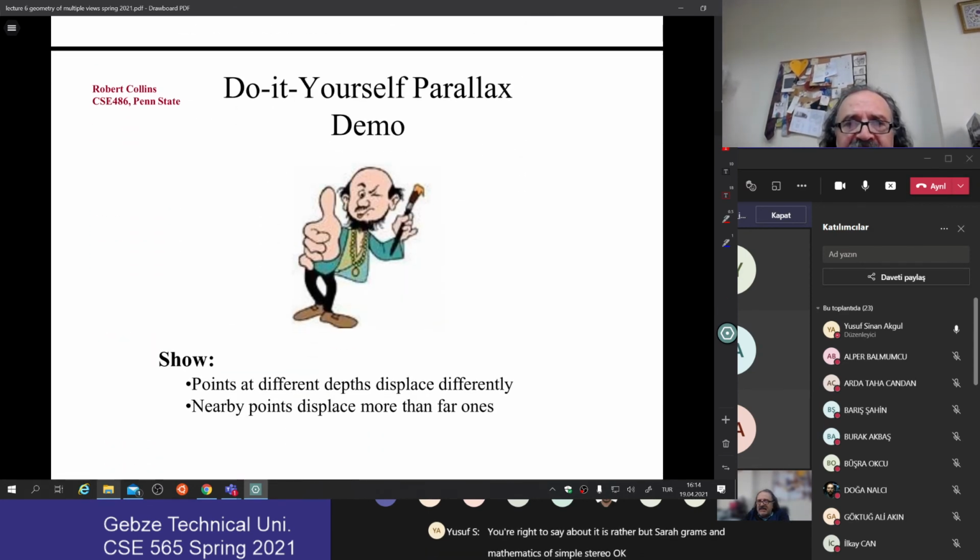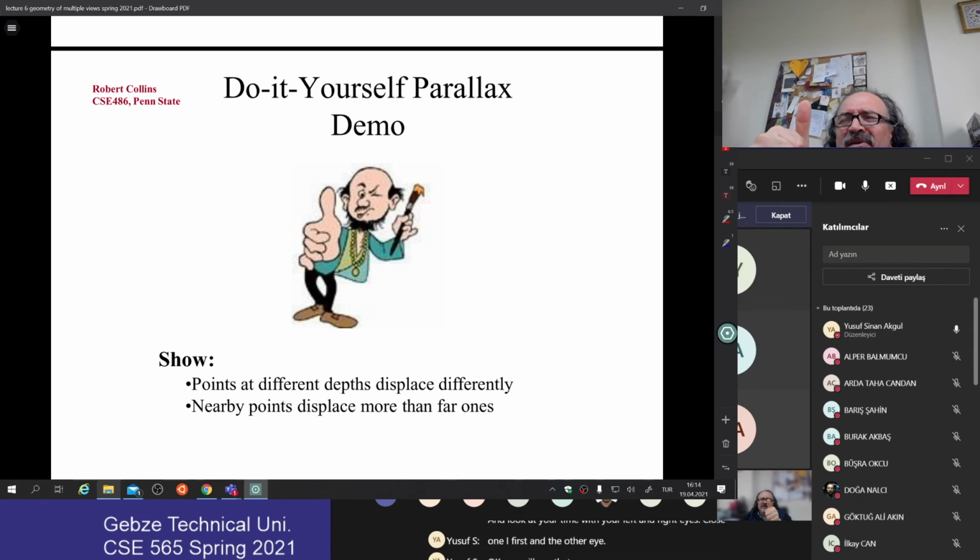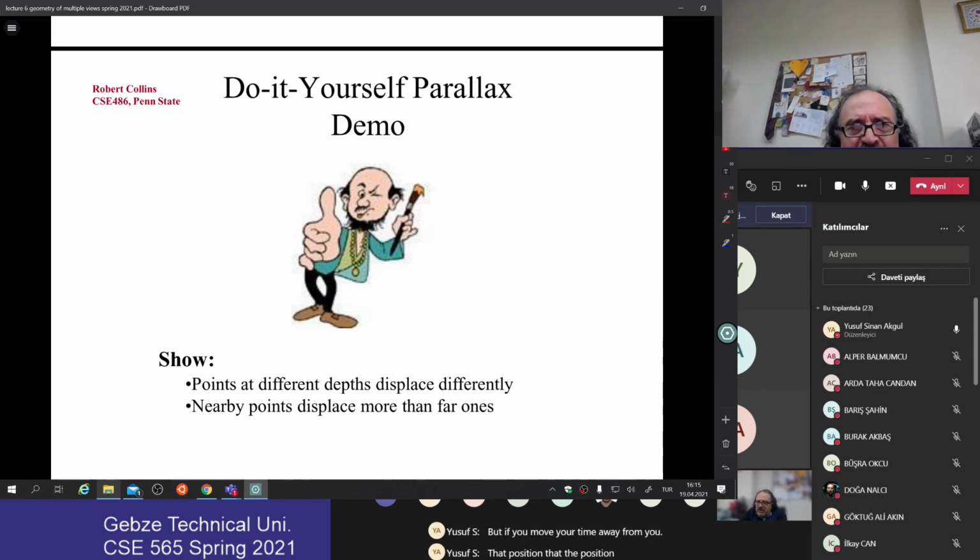Okay, let's do this experiment. Which camera are you seeing? You are seeing this camera, right? Keep your thumb like this, close to your face, and look at your thumb with your left and right eyes. Close one eye first and then the other eye. You will see that your thumb position changes a lot. The closer your thumb, the more positional change happens in your left and right images. Do the same experiment. But if you move your thumb away from you, the position doesn't change much.